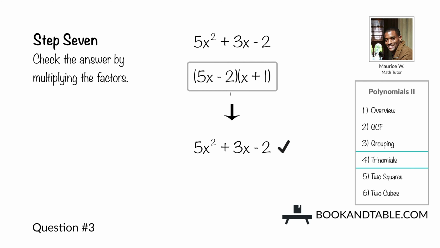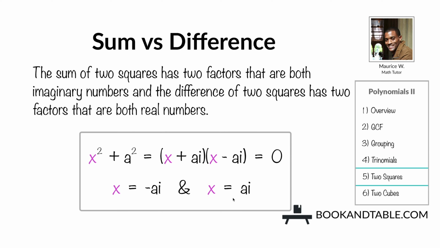So that is how we go about factoring trinomials by using the grouping method. Let's now discuss the sum and difference of two squares. The sum of two squares has two factors which are both imaginary numbers, and the difference of two squares has two factors which are both real numbers. So let's say we had two perfect squares, x squared and a squared, and we had the sum of these two squares. If you factor this polynomial, you would get x plus ai, the imaginary term, times x minus ai.